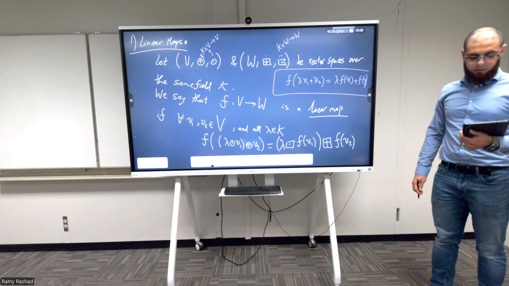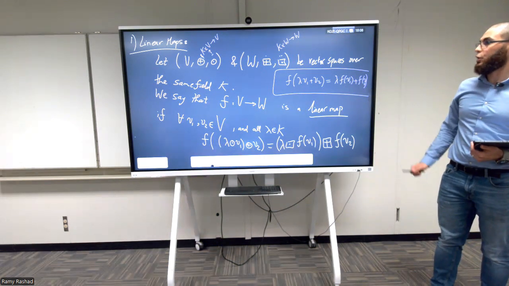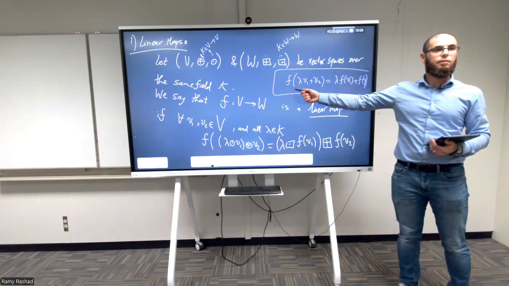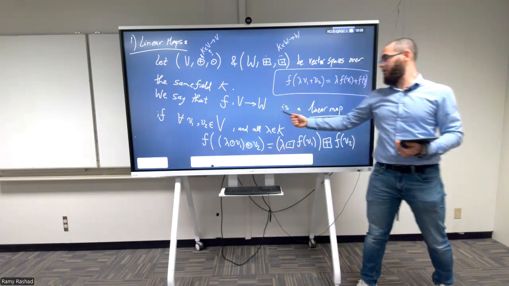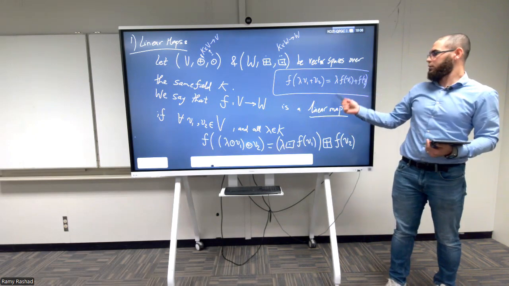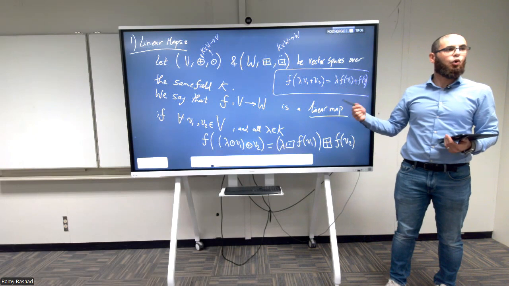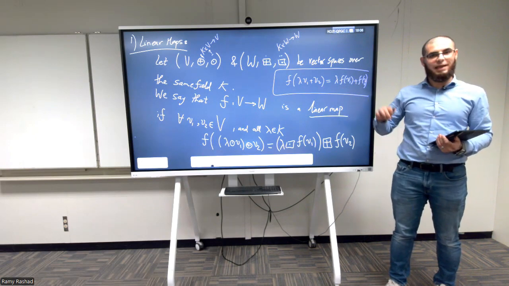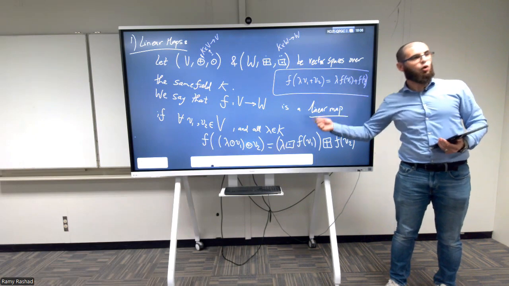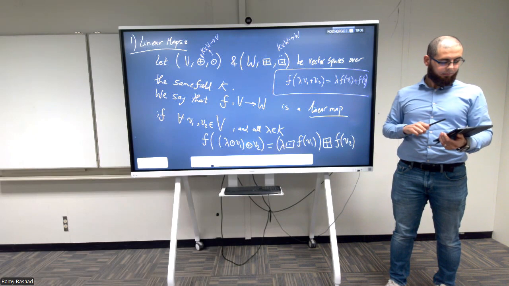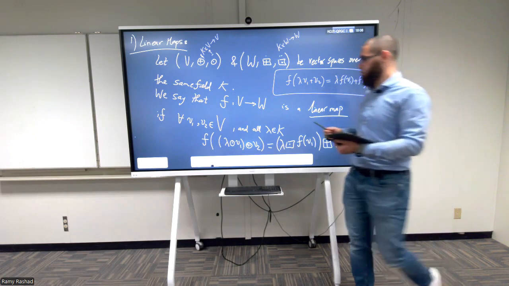Last thing is that, okay, another extra condition: if this map F between the vector space V and W is also a bijection, what do we call it? We don't call it a linear map, we call it a linear isomorphism. That's it. Which means that as vector spaces, I can go back and forth between these two. Okay. Let's again look at an example.